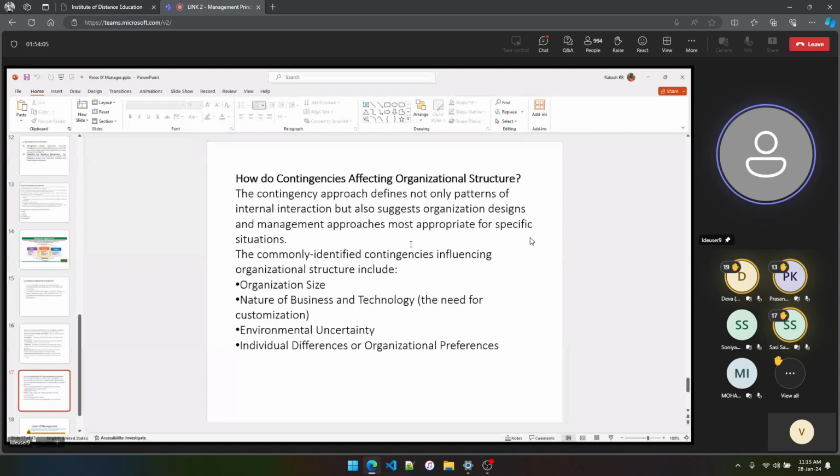How do contingencies affect organization structure? The contingency approach defines not only patterns of internal interaction but also suggests that organization designs and management approaches must be appropriate for specific situations. The commonly identified contingencies influencing organization structure include organizational size, nature of business and technology, environmental uncertainty, and individual differences or organizational preferences.